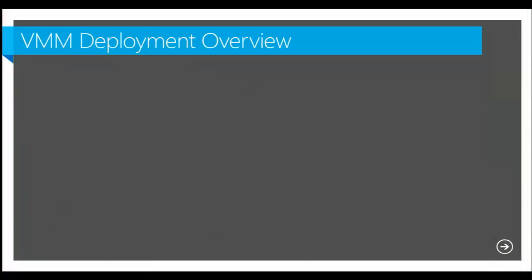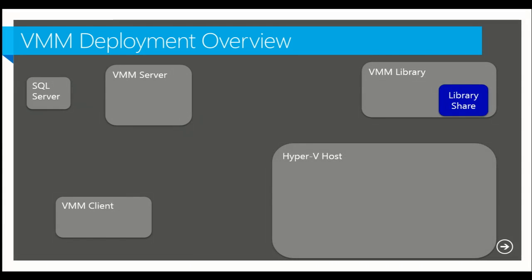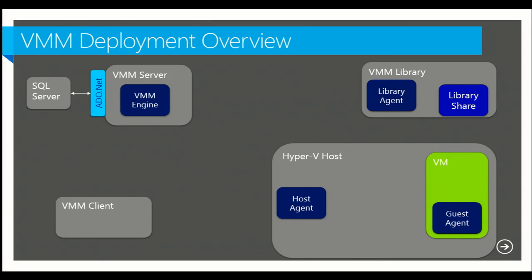Okay, VMM agent communications. So VMM deployment is, as we know, fairly complex. There's a lot of moving pieces. We've got VMM servers, we've got library servers, we've got the client, we've got multiple Hyper-V hosts, we've got VMs on those hosts. We've got agents on all these guys. So it really helps to keep this view in mind as you're debugging to understand where the communication paths are.